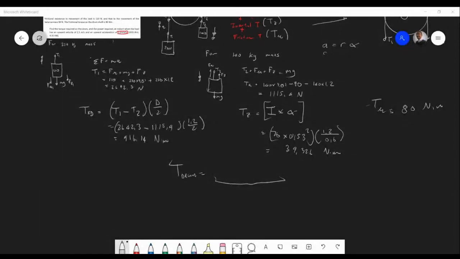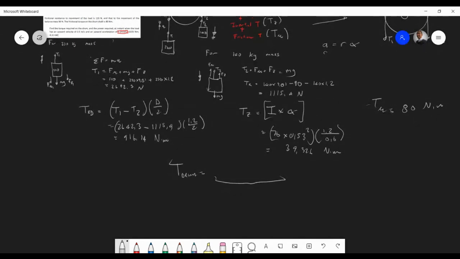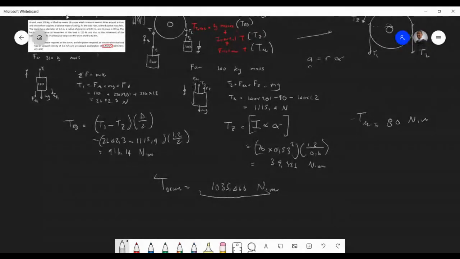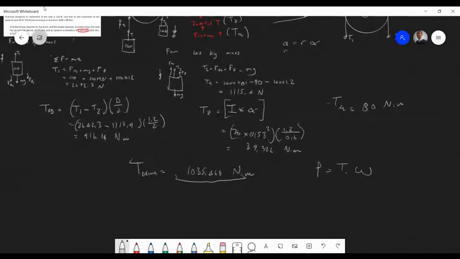We've gotten fantastic 1035.466. Fantastic, right? That's that. Now, of course, they've requested power, right? And power is equal to torque times omega, the mechanical power, or you could have done power equals force times velocity. It's entirely up to you.